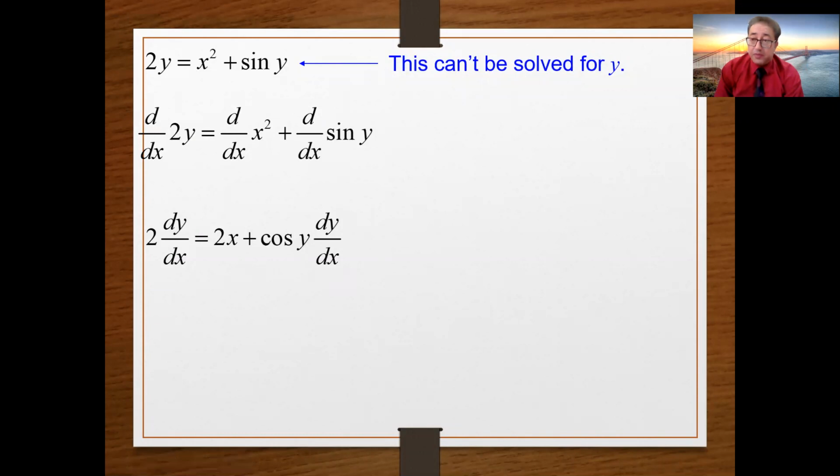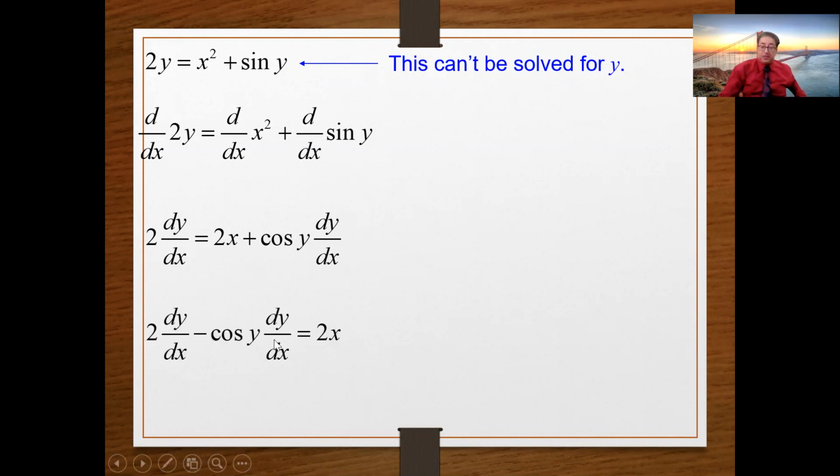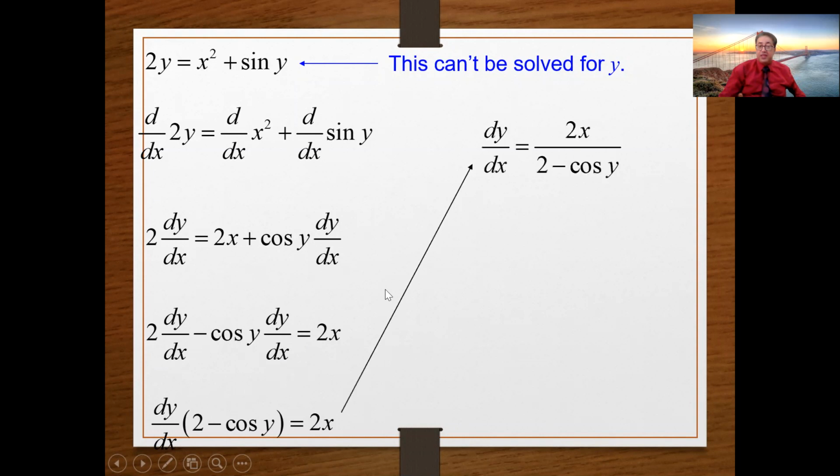Take all the terms that contain dy over dx to one side. Take dy over dx as a common factor, and divide the remaining terms on the other side. Dy over dx individually is 2x divided by 2 minus cosine y. Is it hard?